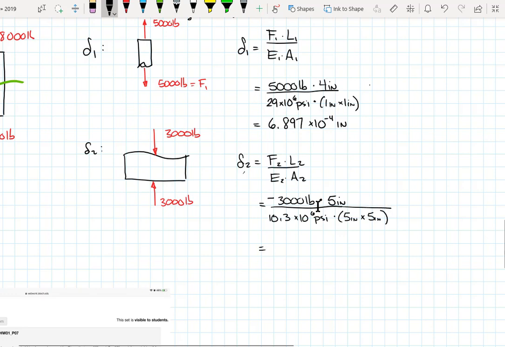Let's see if we can calculate this number. So 3,000 times 5 divided by 10.3 times 10 to the 6 divided by 25. So I get a tiny number, but it's negative also. So negative 5.825 times 10 to the negative 5th inches.